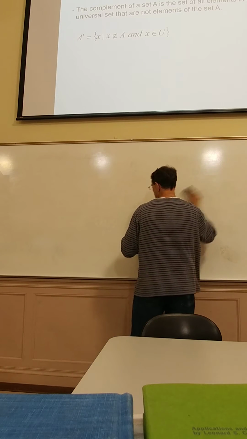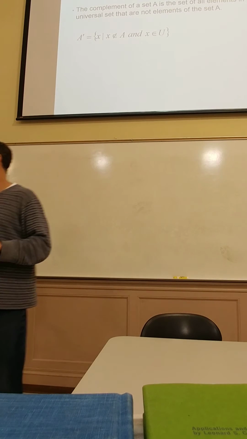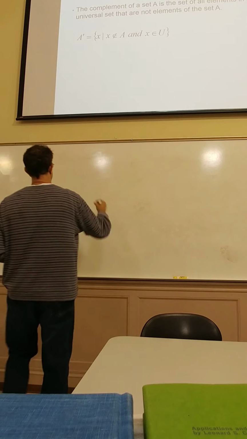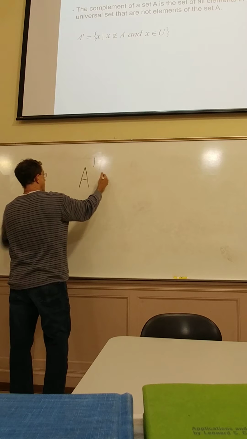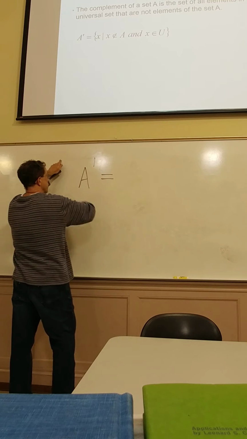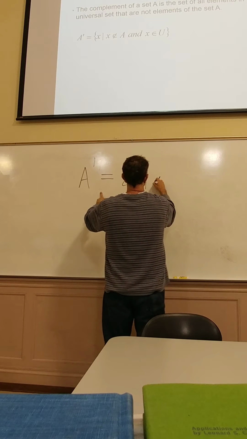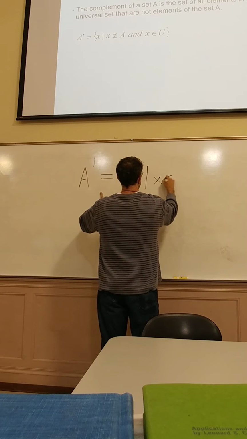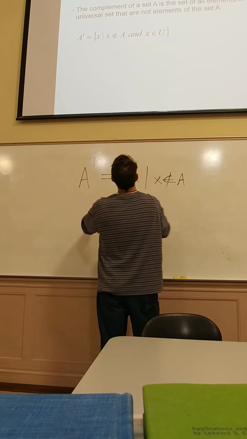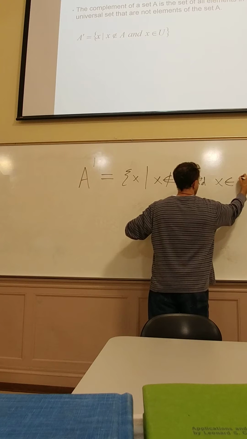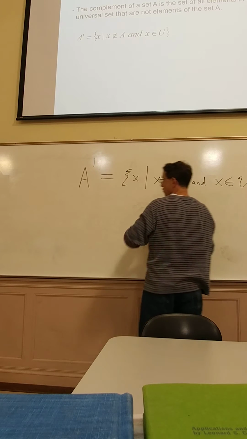Well, think about it this way. If you read the definition, it's saying that it's all the elements that are not in the set A. Or if you look at the set-builder notation definition, the complement, which is A prime, prime means complement, is all the elements X such that X is not an element of A and X is an element of the universal set.